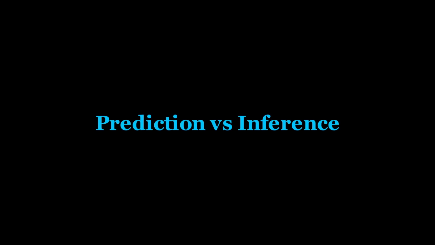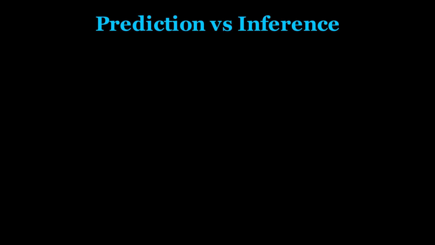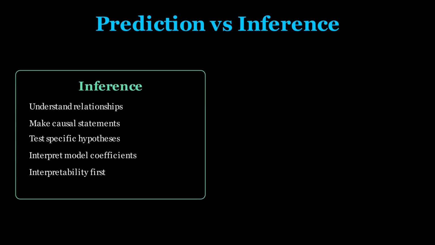So when do we model for prediction, and when do we model for inference? Let's compare the two side by side. Modeling for inference is appropriate when the primary goal is to understand the relationships between variables, make causal statements, or test specific hypotheses.